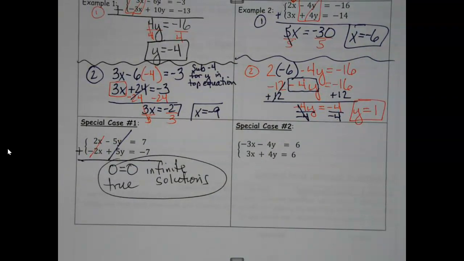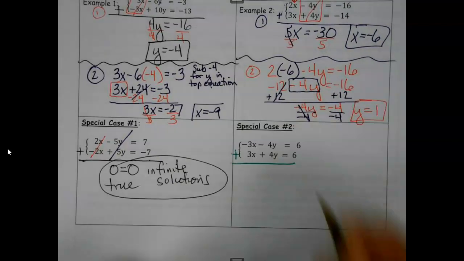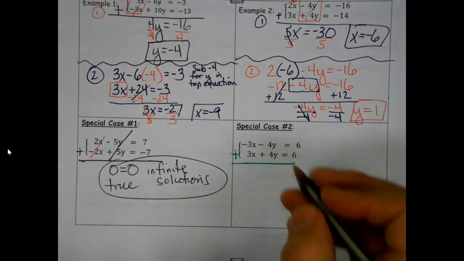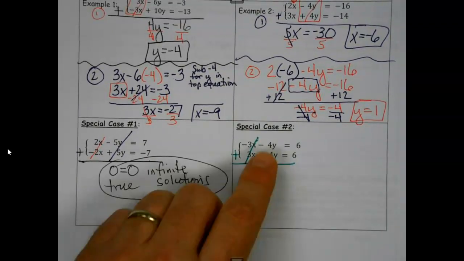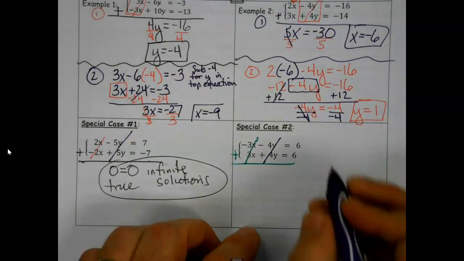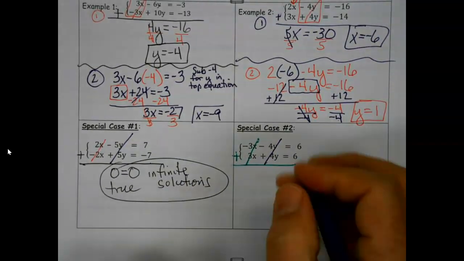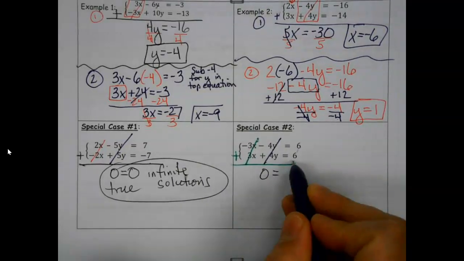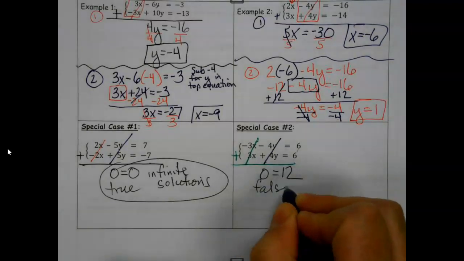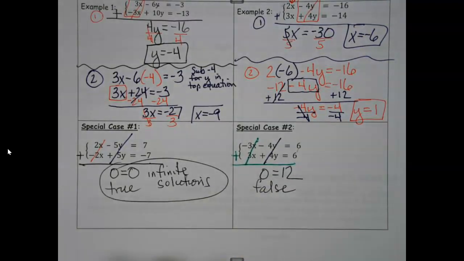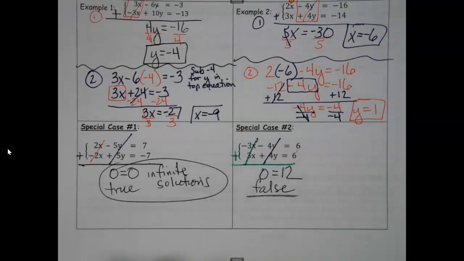But if we change the roles and we go to do the next one and we see the same thing start to happen again, 3x and negative 3x, they cancel. Negative 4 and positive 4y, they cancel. But 6 plus 6 does not cancel. That equals 12. 0 does not equal 12. This is not true. That is false. So how many solutions will we have here? How many solutions do we have when our statement is false?